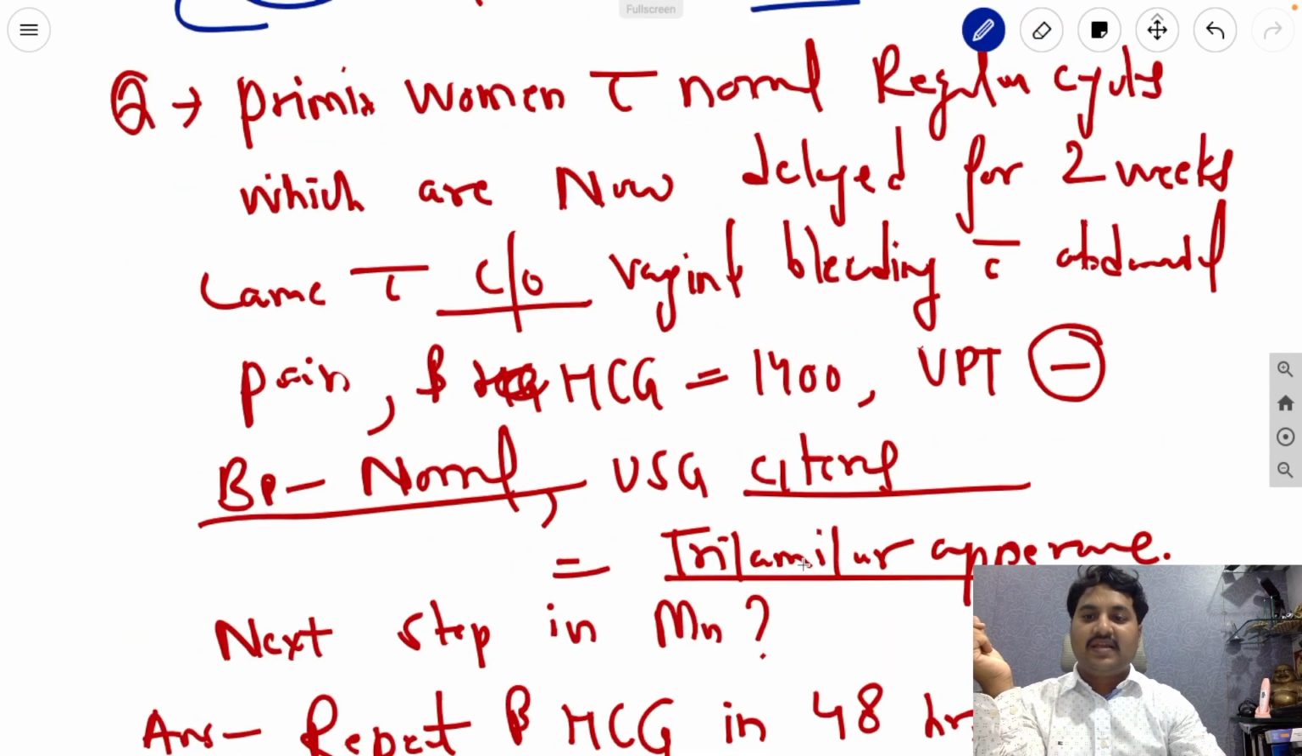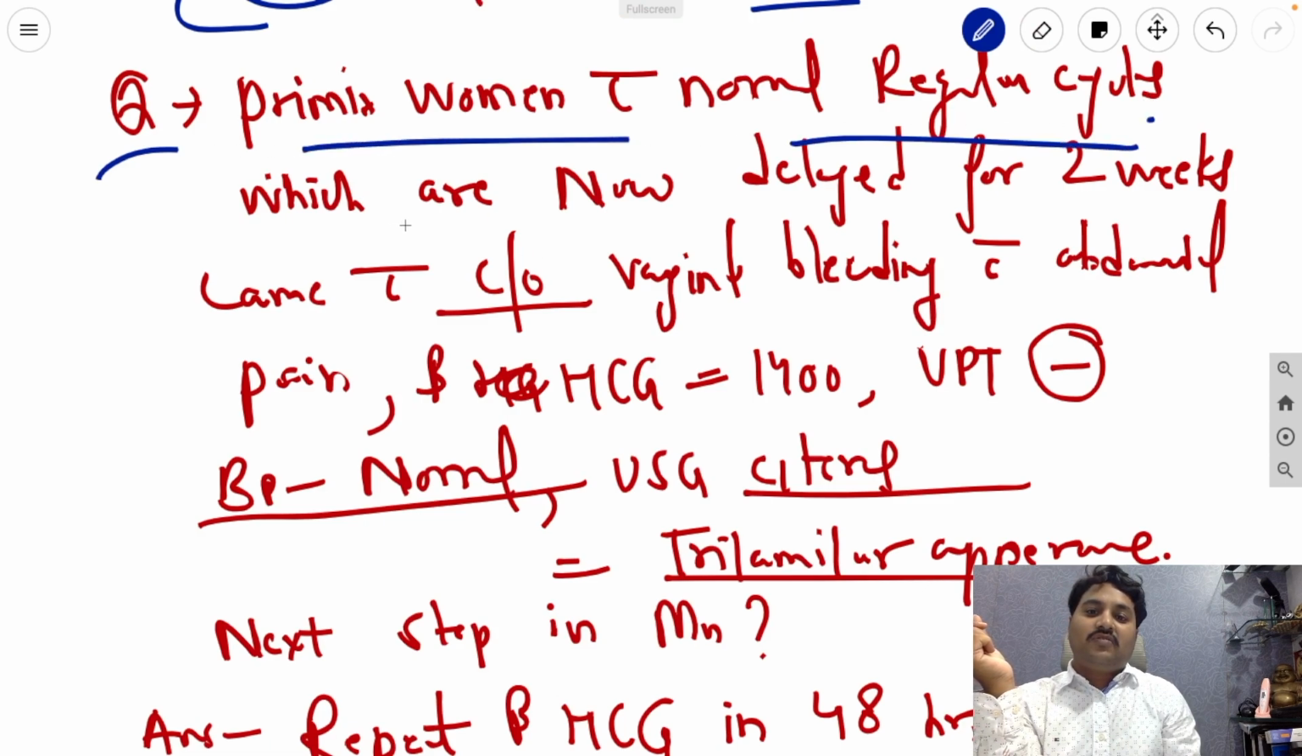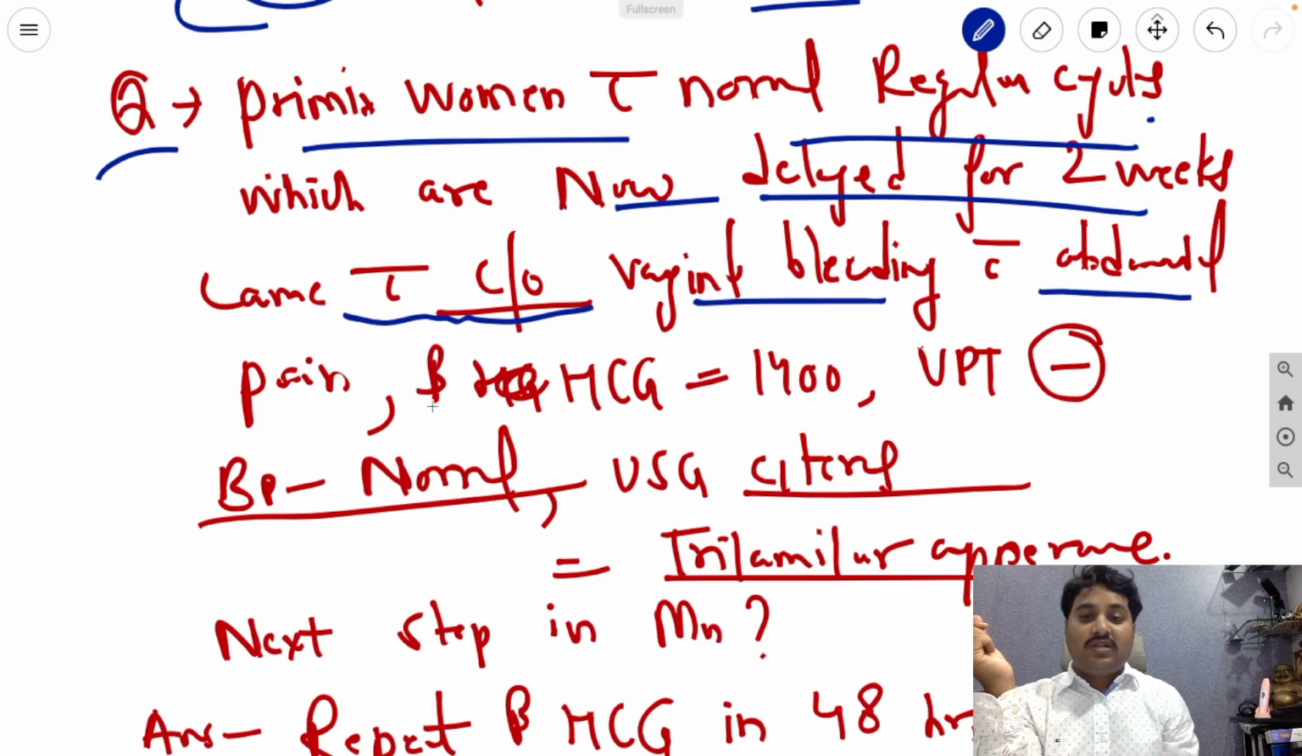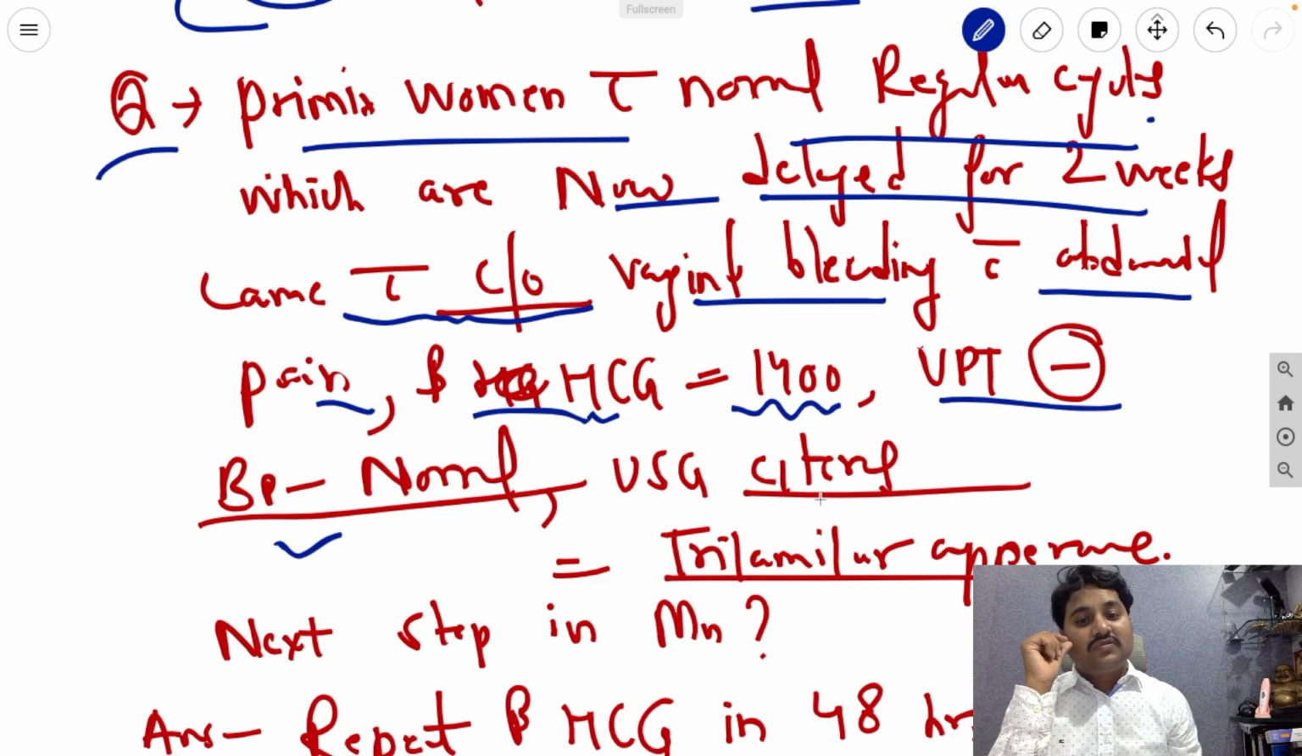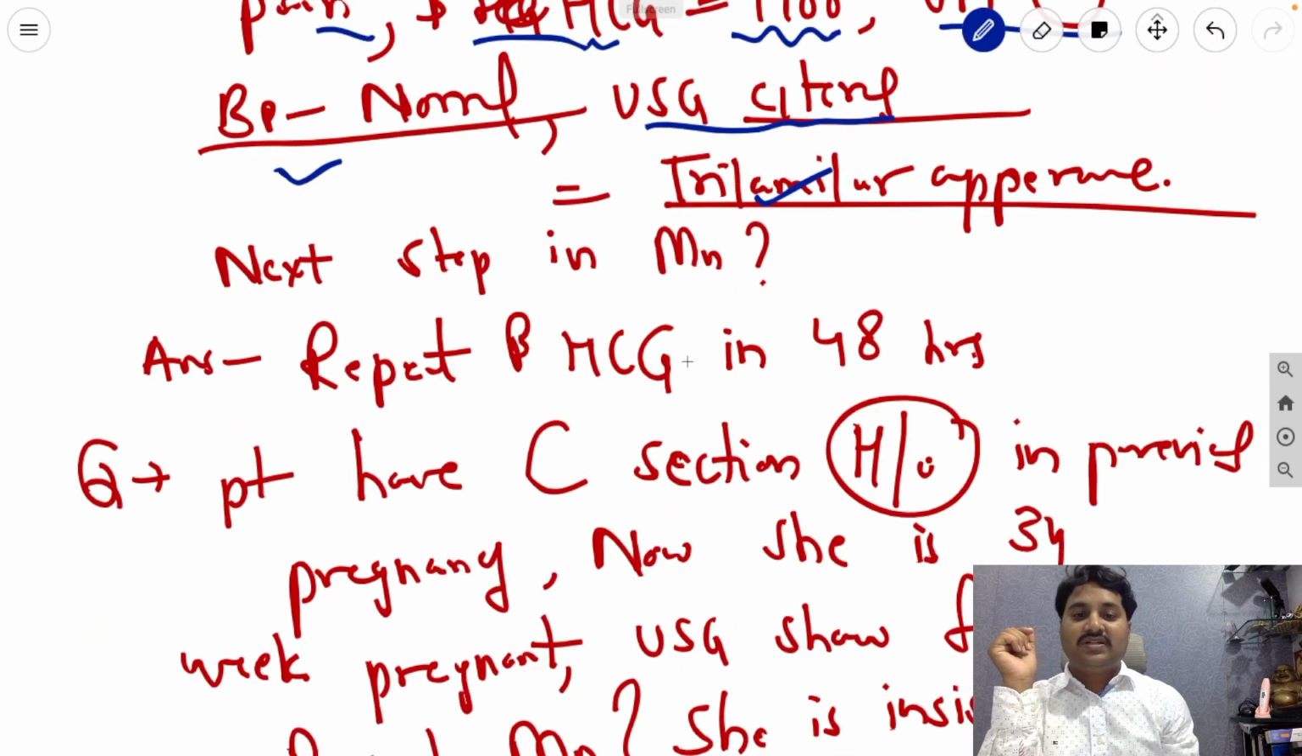Next question is, a primigravida woman with normal regular cycles, mind it, with normal regular cycles, is now delayed for 2 weeks, and came with complaints of vaginal bleeding with abdominal pain. The beta hCG is 1400, UPT is negative, BP is normal. So USG will show the trilaminar appearance. What is the next step in the management? So the next step in the management is a repeat beta hCG in 48 hours.